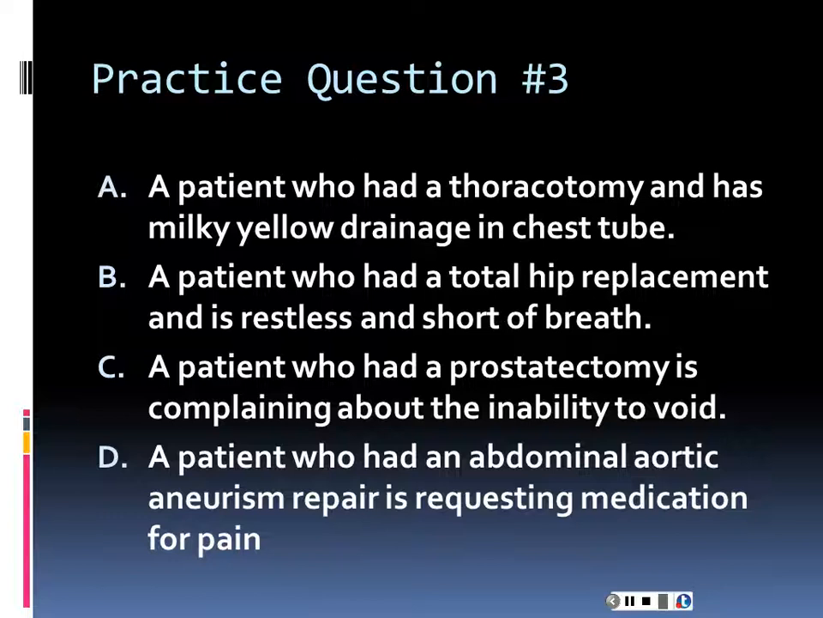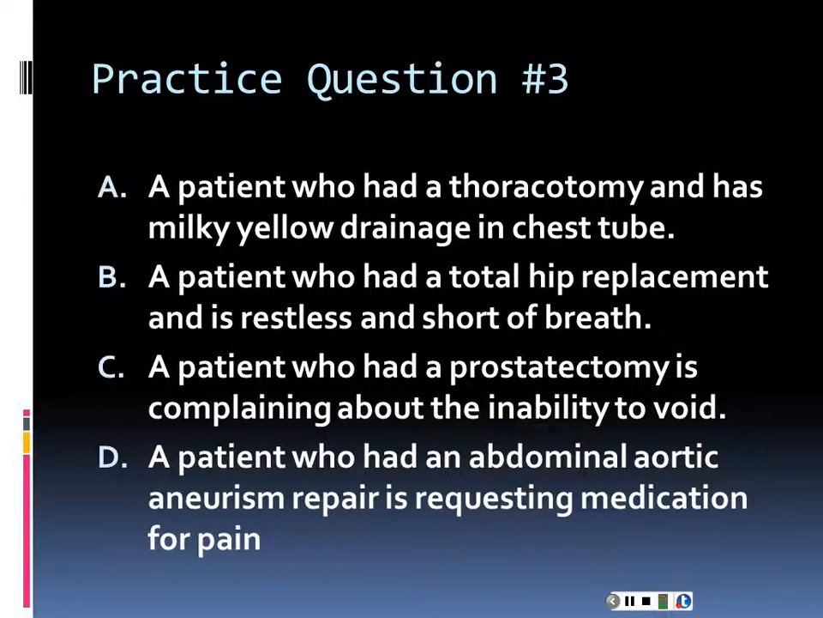Somebody that had a prostatectomy frequently complains about frequency and urgency. I do need to check on that patient. That's not an airway breathing circulation problem. They can wait another 30 minutes or so until I deal with somebody else. So C and D are out. Now I'm down to A and B.